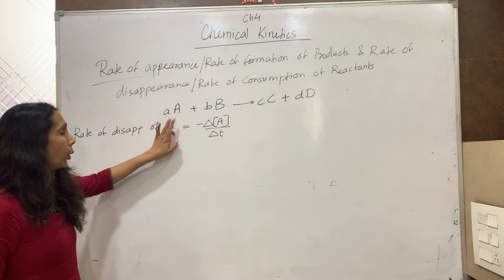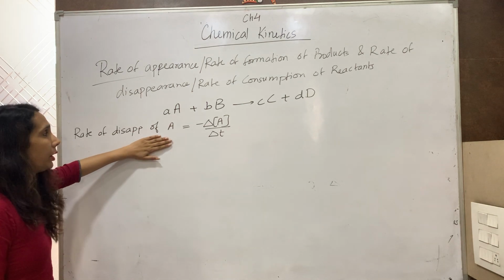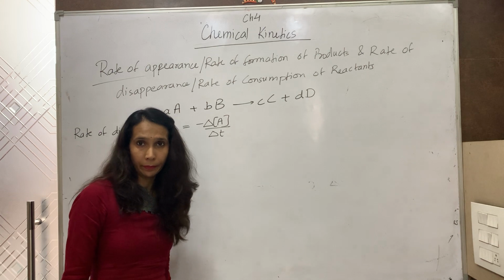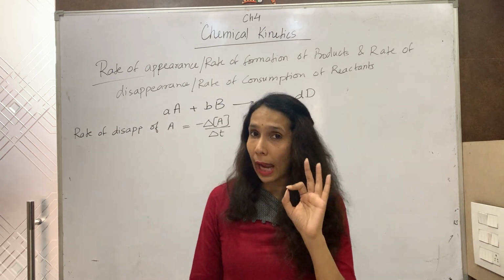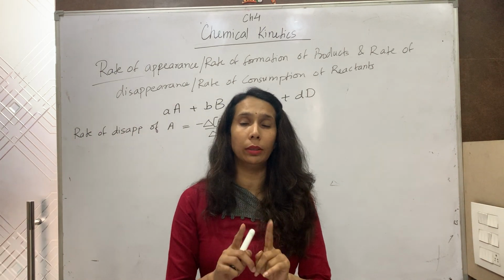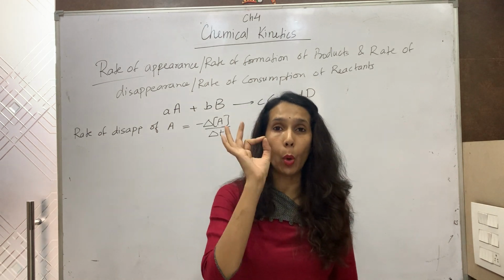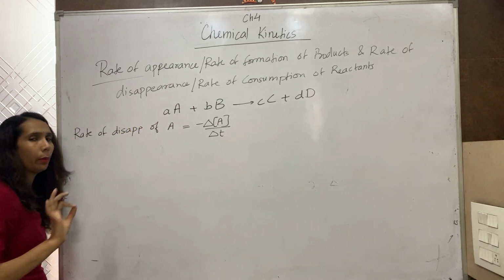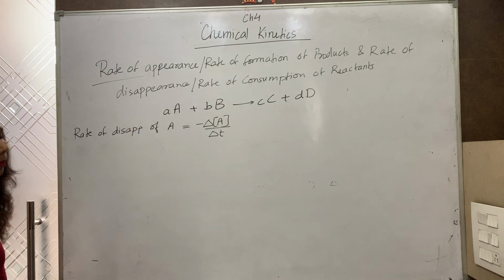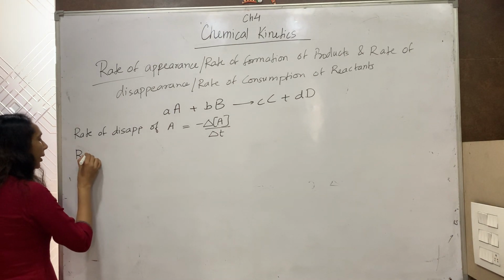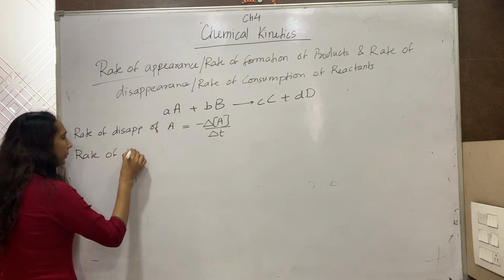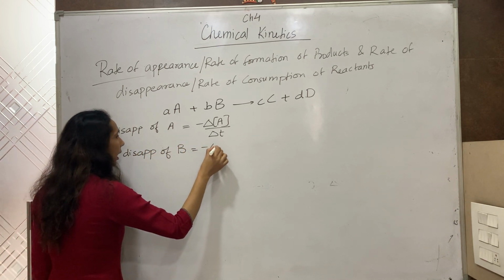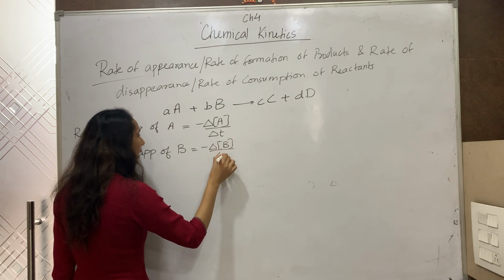I don't have to write the stoichiometric coefficient in the denominator for the rate of disappearance, because stoichiometric coefficients are used to balance the equation. Now I am not writing the rate of reaction. I am not considering the reaction as a whole. I am individually considering only A. The rate of disappearance of A has nothing to do with the stoichiometric coefficient. It is minus delta A by delta T. Similarly, the rate of disappearance, or you can say rate of consumption of B, is minus delta B by delta T.